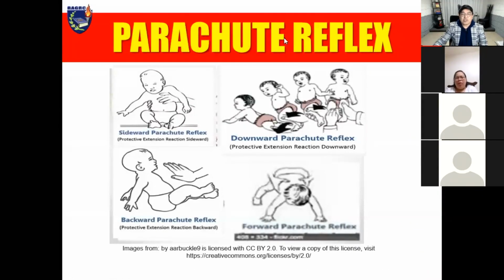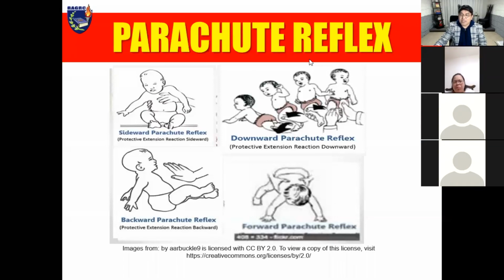So this is your parachute reflex. You have the forward parachute reflex here at the bottom. You also have the backward parachute reflex. Note that the fingers as well as the arms are extended, okay? You also have the sideward parachute reflex. Once again, the fingers are extended, okay? As well as the arms. You also have a downward parachute reflex. When the child is falling, look, the arms are again extended, including the fingers, okay?